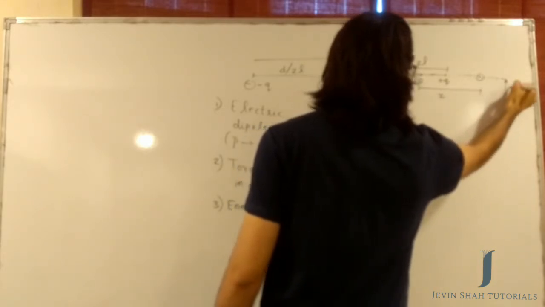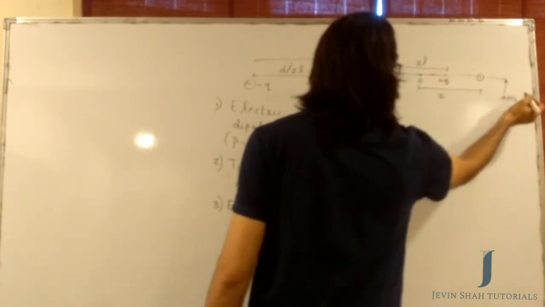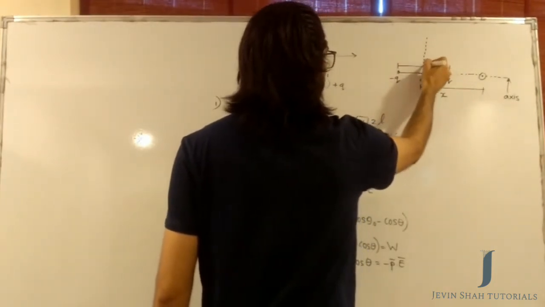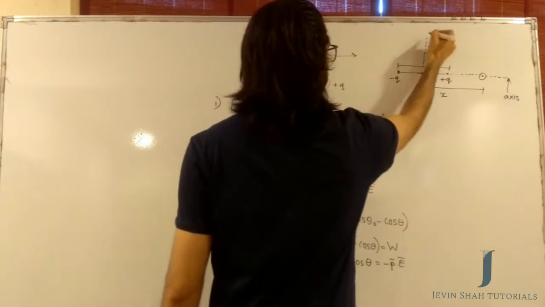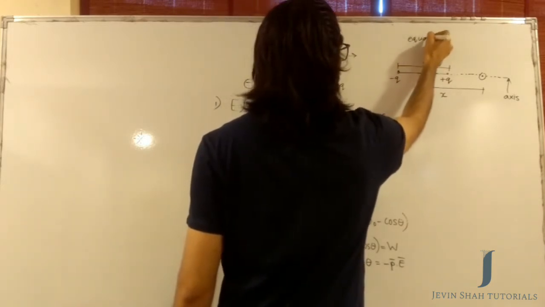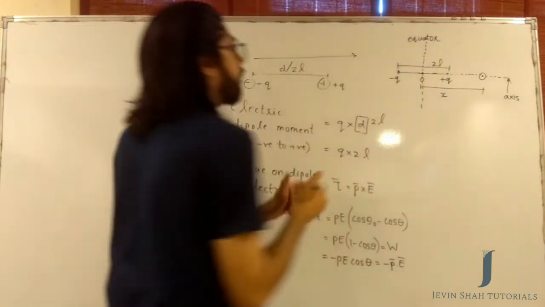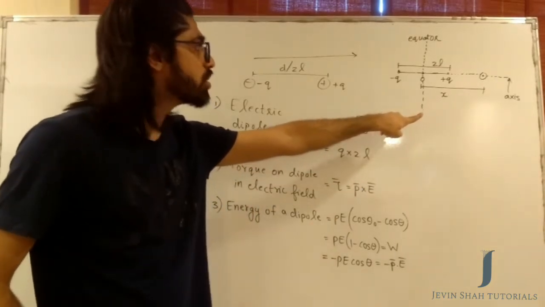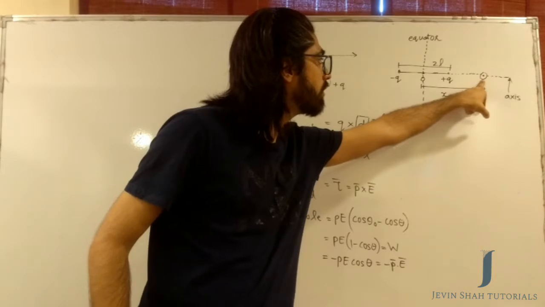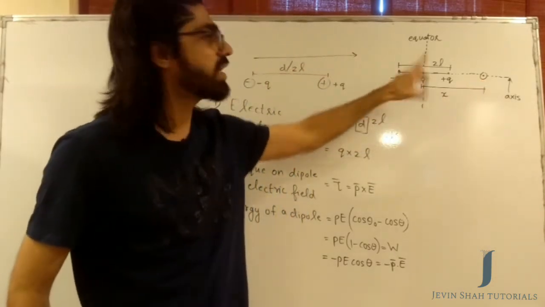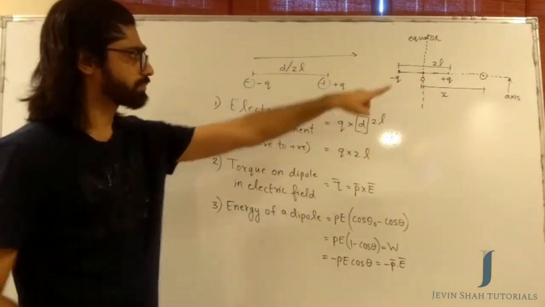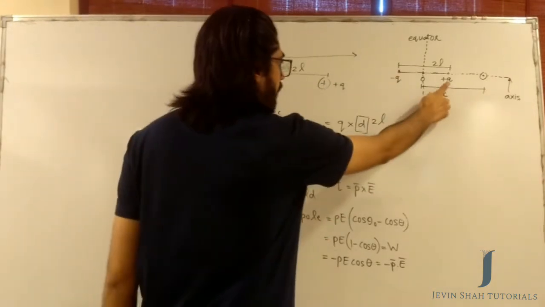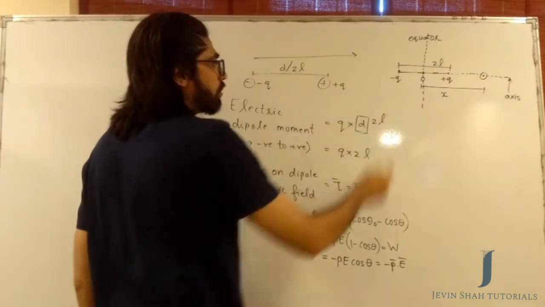This line is what you call the axis, and if you just draw a line perpendicular to the dipole passing through the center, this line is what you call the equator. Okay, so now I want the value of electric field generated at this point, which is at a distance of x from the center of the dipole. The electric field at that point will be generated by two charges. One is plus q and the other is minus q.